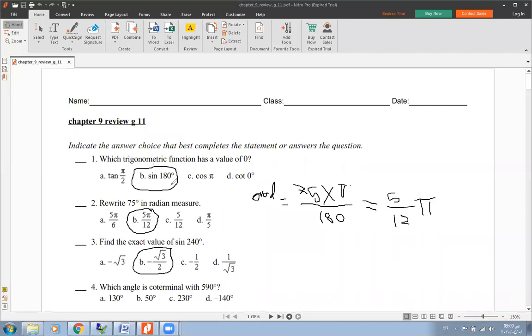So number 1 is letter B, number 2 is letter B, and number 3 also is letter B. I'm going to number 4.